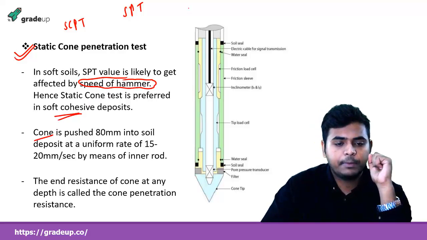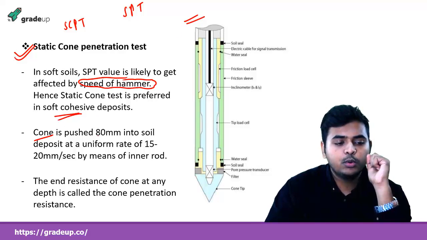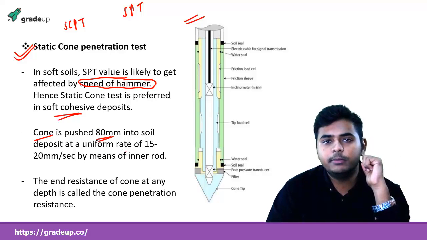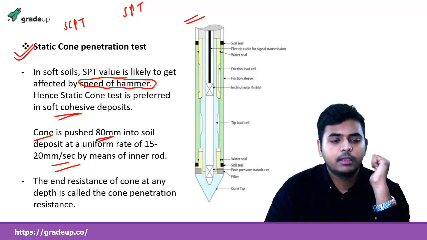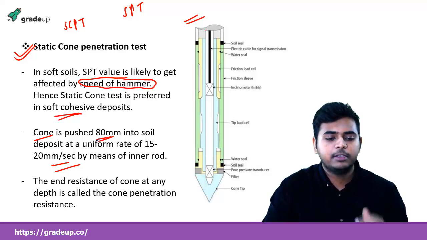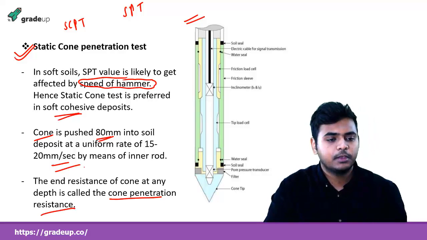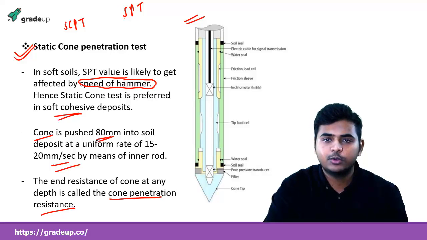Now this is the apparatus actually. The cone is pushed 80 millimeter into the soil, at a depth of 80 millimeter, with a uniform rate of 15 to 20 millimeter per second, by means of the inner rod. By means of the inner rod you give the penetration, and the end resistance of the cone at any depth is called the cone penetration resistance. Just go through this. If you want to go into great detail, then you can consult a standard book. You will get it: static cone penetration test.